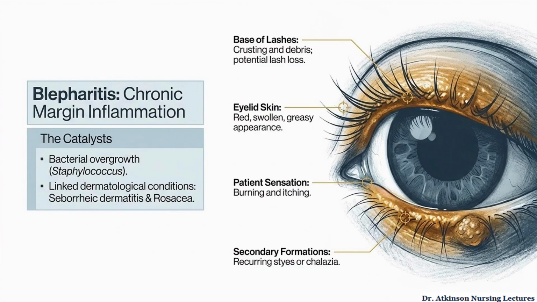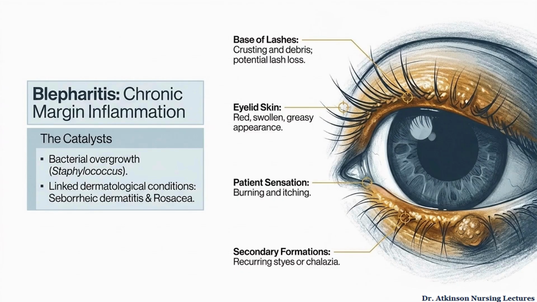Blepharitis is chronic inflammation of the eyelid margins, and it is one of the most common eye conditions you'll encounter. 2 main drivers: bacterial overgrowth, most commonly Staphylococcus, and linked dermatological conditions like seborrheic dermatitis and rosacea. If your patient has chronic dandruff or rosacea, check their eyelids. The symptoms are classic: burning and itching along the eyelids, crusting and debris at the lash line. Patients often describe waking up with their lids stuck together. Red, swollen eyelid margins with a greasy appearance, possible lash loss, and recurring styes or chalazia.